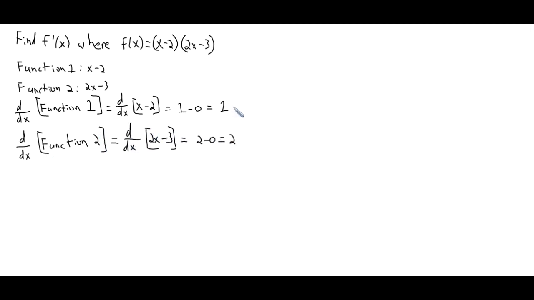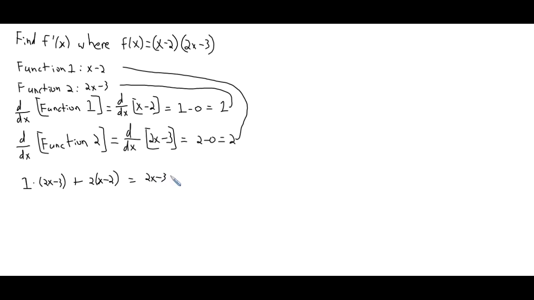And now we have all the pieces that we need. So f prime of x is the derivative of function 1, which is 1, times function 2, which is 2x minus 3, plus the derivative of function 2, which is 2, times function 1, which is x minus 2. So now we just do some algebra and we simplify, and we get that equals 2x minus 3 plus 2x minus 4, which gives us that f prime of x equals 4x minus 7.